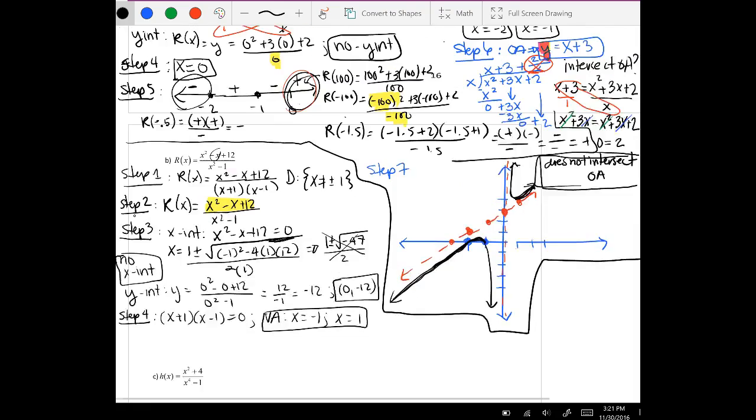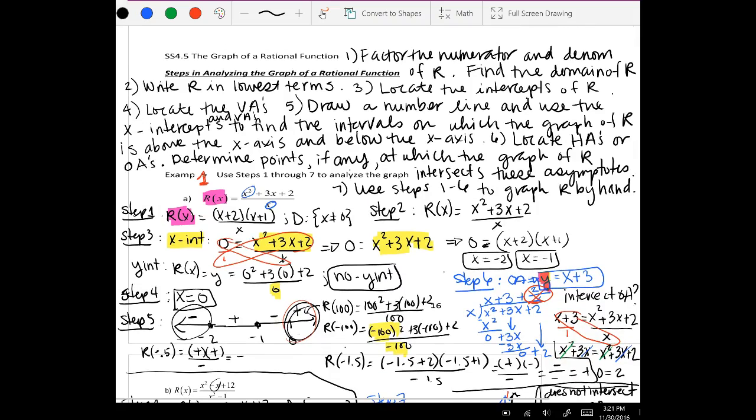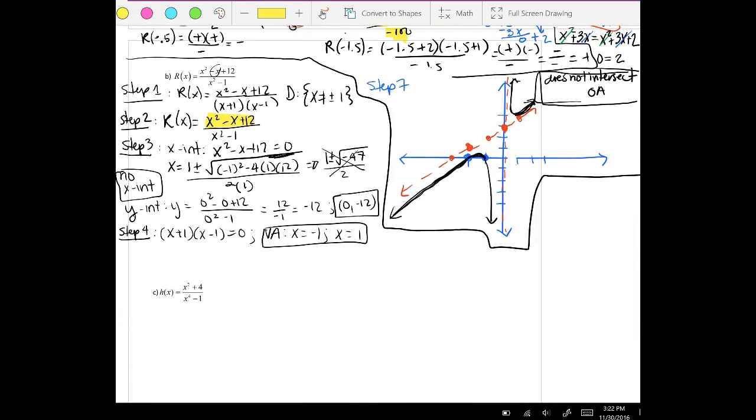So we are now down to step number 5. Step number 5, draw a number line. And I want to make sure that I added an extra thing there at the end of yesterday's video notes. I want to make sure you guys got it, okay? Draw a number line using your x-intercept and VAs to find the intervals on which the graph of R is above the x-axis and below the x-axis. So now I'm going to go and draw a number line. This is step 5, using x-intercepts and VAs.